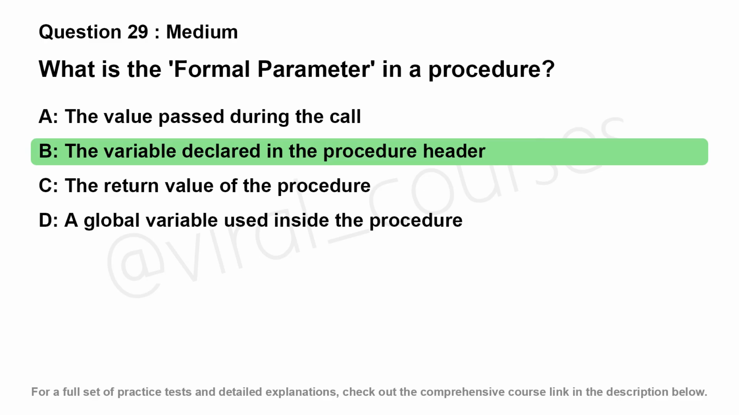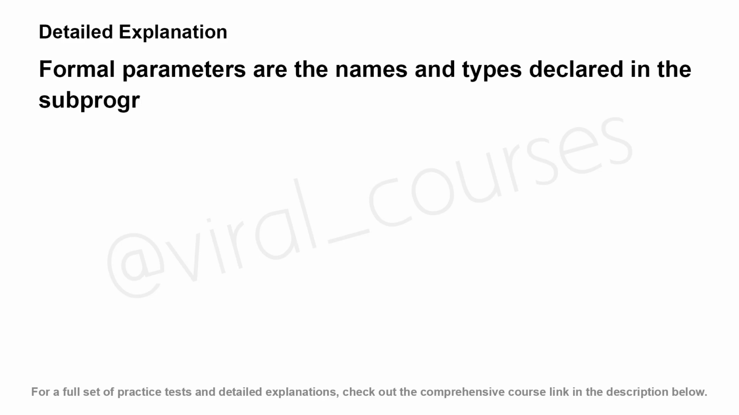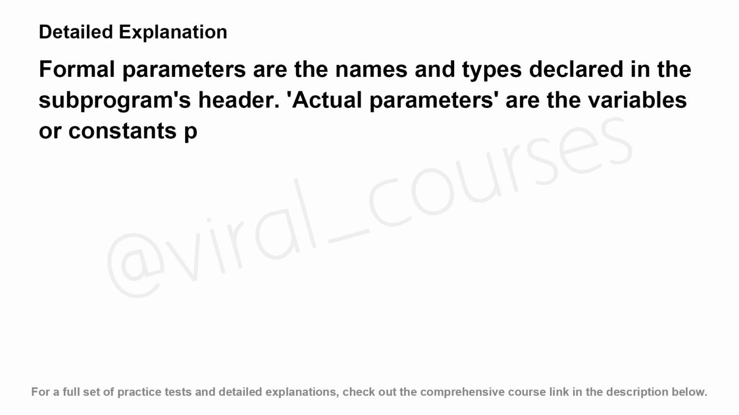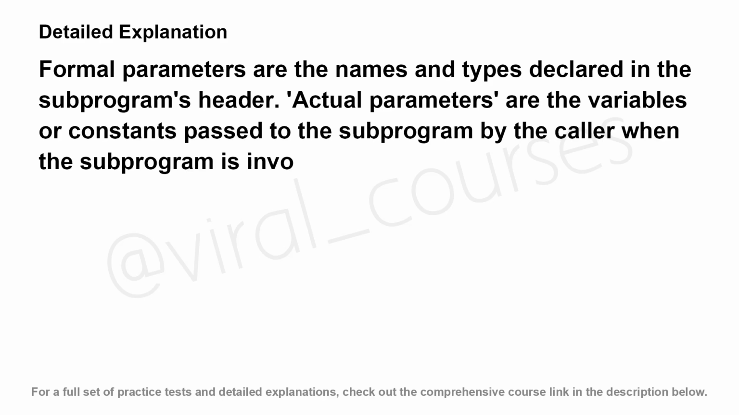The correct answer is B. Formal parameters are the names and types declared in the subprogram's header. Actual parameters are the variables or constants passed to the subprogram by the caller when the subprogram is invoked.